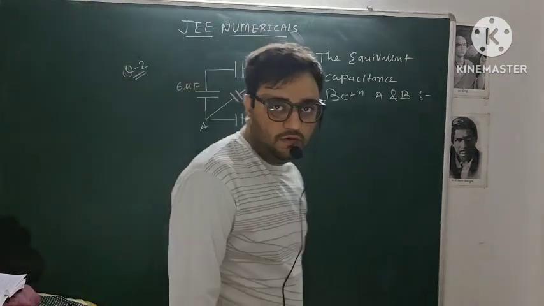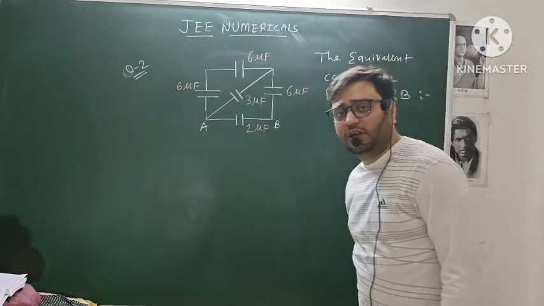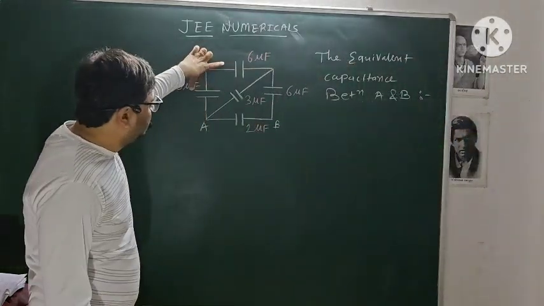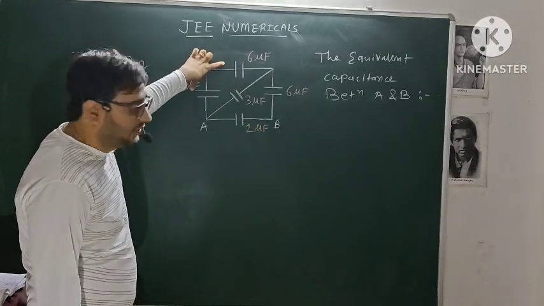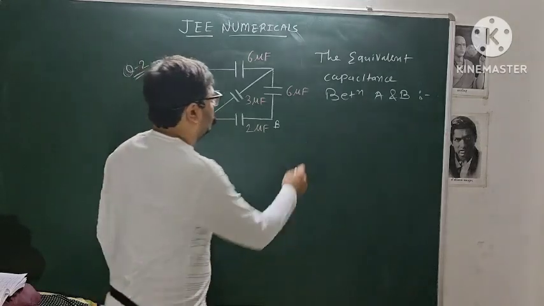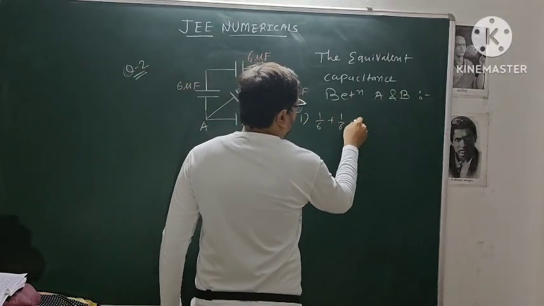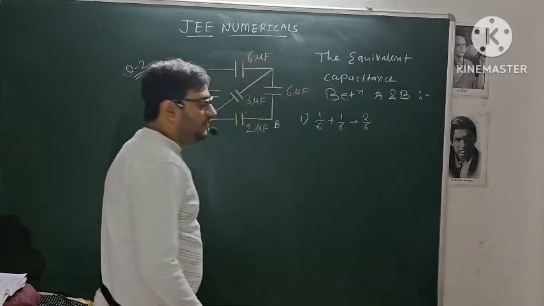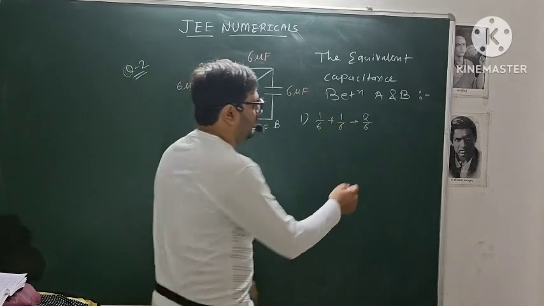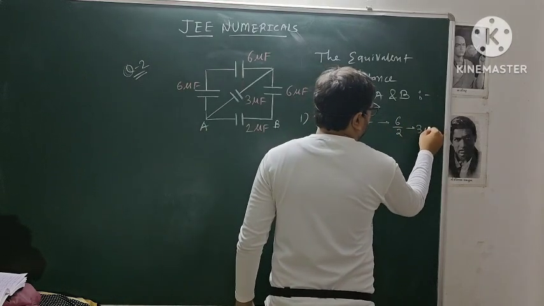Now the second numerical, which is from the capacitance chapter. There are many capacitors given in the circuit. See these two capacitors, which are in series. For series we can write the formula 1 upon C equals 1 upon C1 plus 1 upon C2. So 1 upon 6 plus 1 upon 6 is 2 upon 6. But we don't want 1 upon C, we want C only, so again we take the reciprocal. This 6 by 2 is nothing but 3 microfarad.